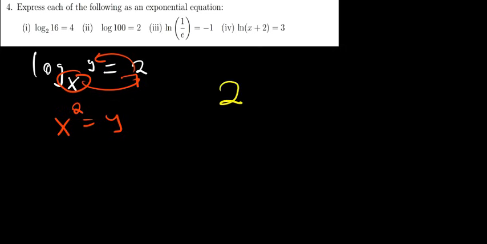Now I want you to understand that this is basically the same as x raised to the power 2 is equal to y. So the base raised to the power what is outside is equal to what is inside. Interesting, right? Let's solve part 1. The base is 2. Put the base here. What is outside is 4, so 2 raised to the power 4 is equal to what is inside, 16, and this is true. 2 to the power 4 is 16.